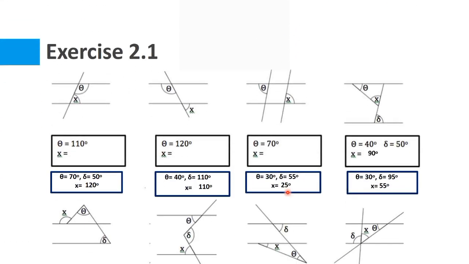Similarly, you can practice all of these examples on your own. In this example we have to find the angle x, and in this one we also have to find the angle x, and similarly for all of the problems.